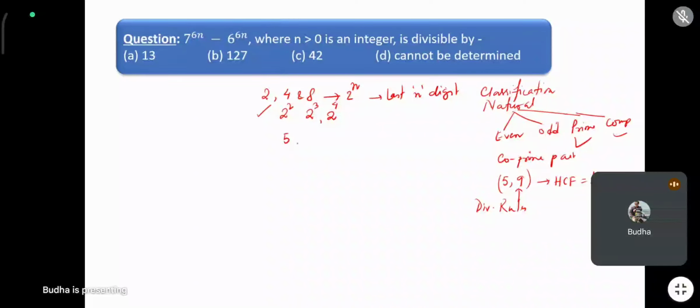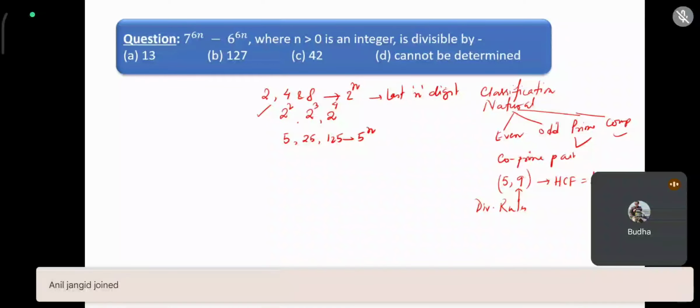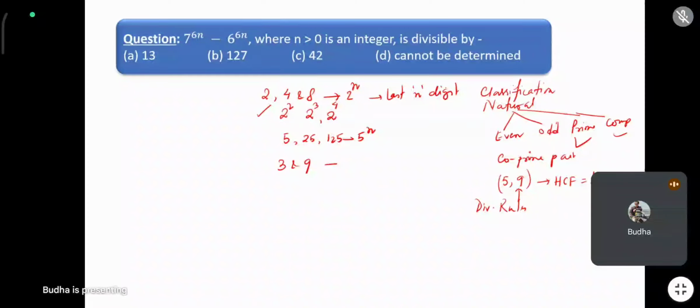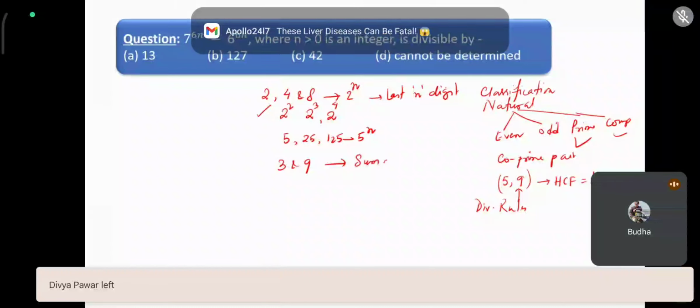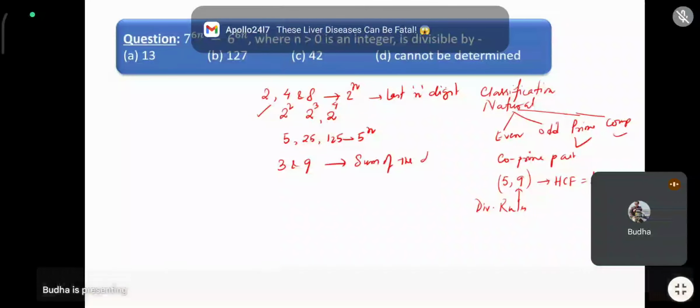For 5 also we have checked. For 5, we check the last digit. For 25, last 2 digits. For 125, last 3 digits. Because this is of the form 5 raised to power n. Okay, this is similar. 3 and 9 have a similar rule: sum of the digits. Okay, sum of the digits.